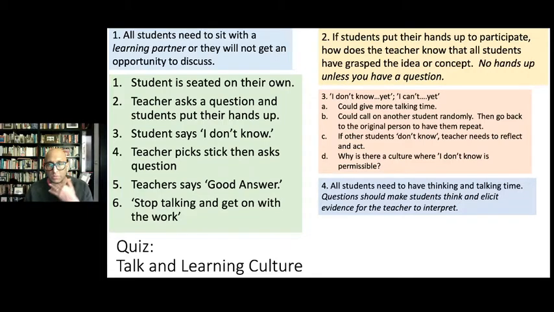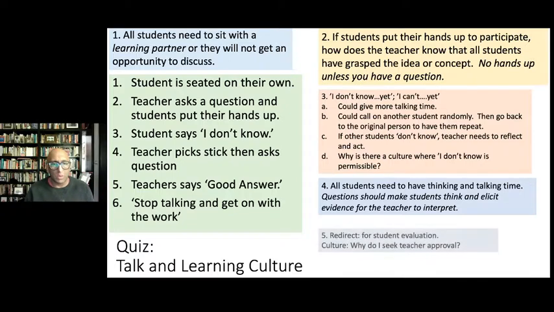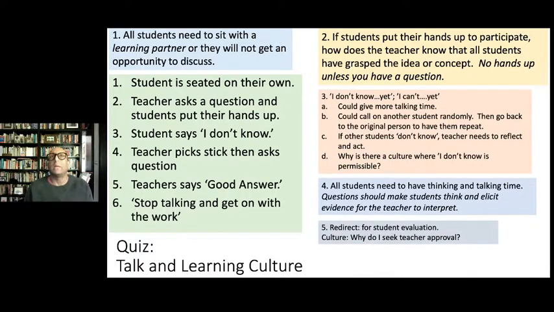This is an advanced one. Teacher says, "Good answer." Okay, well, why? Why is the teacher evaluating? I'm falling into this habit a lot, actually, in this interest of getting pace and speed. You could redirect. You could invite another student to evaluate. The bigger question you could ask is, why do we seek teacher approval?